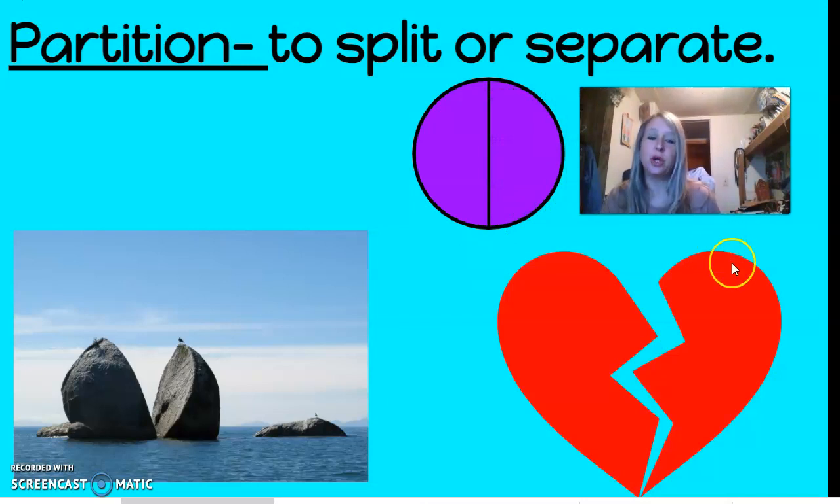Partition. This is a new word. Say partition. Partition means to split or separate. So this circle was partitioned in the middle. The rock, look at that, was partitioned. And a poor broken heart. This is a partition. It separated the heart.